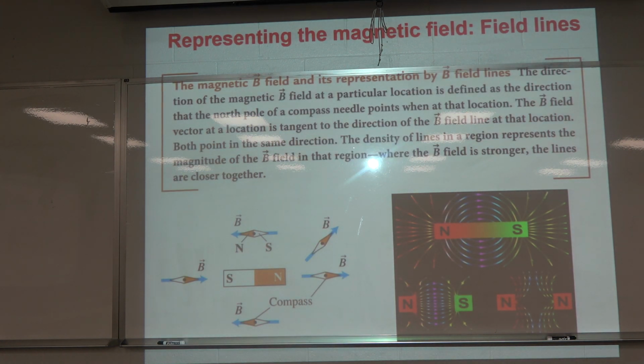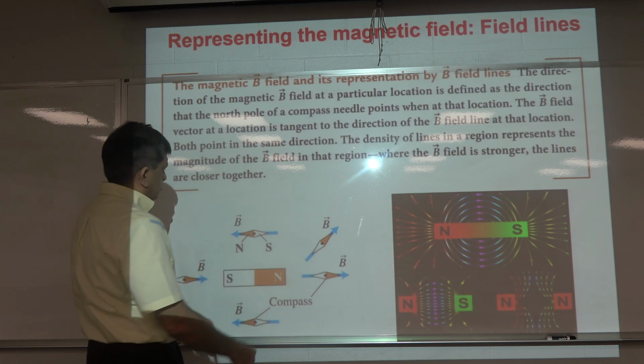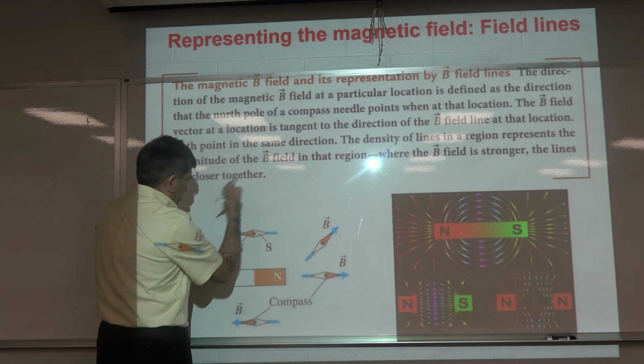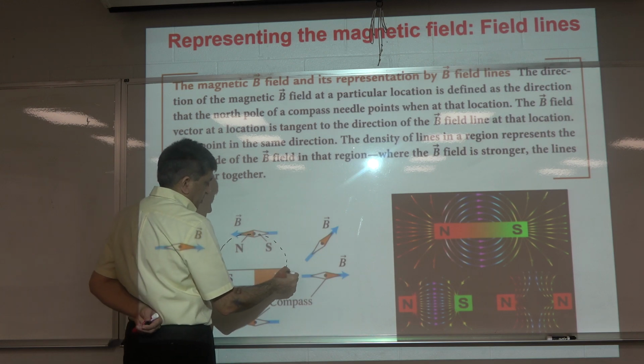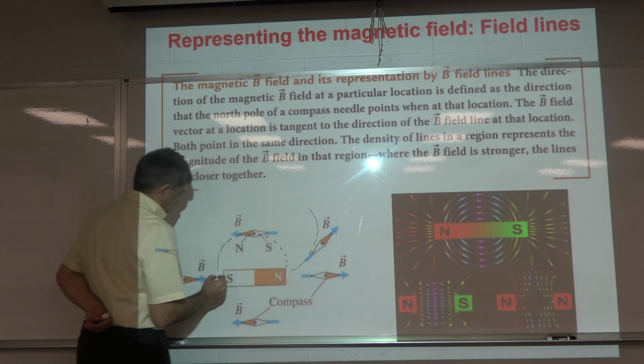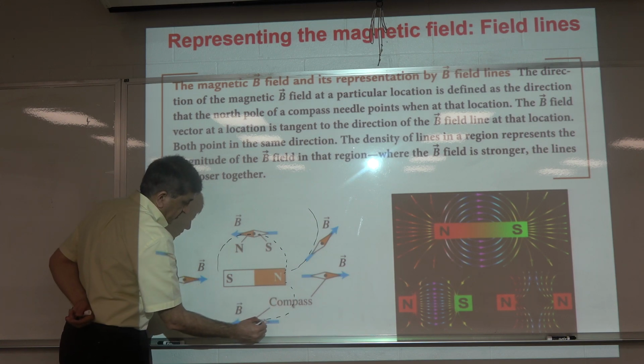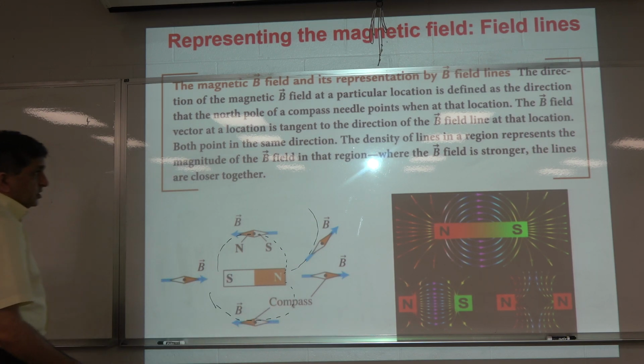Now here, the magnetic field is represented with the letter B, as I said. The direction of the magnetic field at a particular location is defined by the direction the north pole of the compass needle points to at that location, okay? The magnetic field vector at the location is a tangent, alright? So if you look at this, the magnetic field vector is tangent to the magnetic field lines, right? The same way here, so magnetic field lines go like this, north to south, okay?